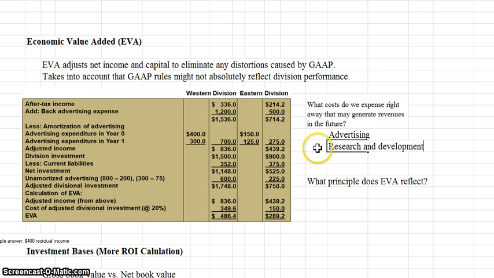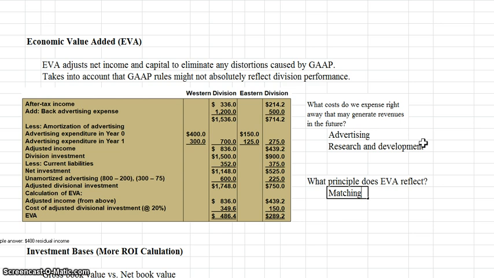Now, let's think about this from a principle perspective. Those principles that you learned in Accounting 1, and also in accounting information systems. What principle does EVA really reflect? That principle is actually the matching principle, where we want our expenses to match our revenues. The matching principle helps us ensure that the revenues and the expenses we're showing are in the appropriate periods, and it gives us a much better look at what net income is.